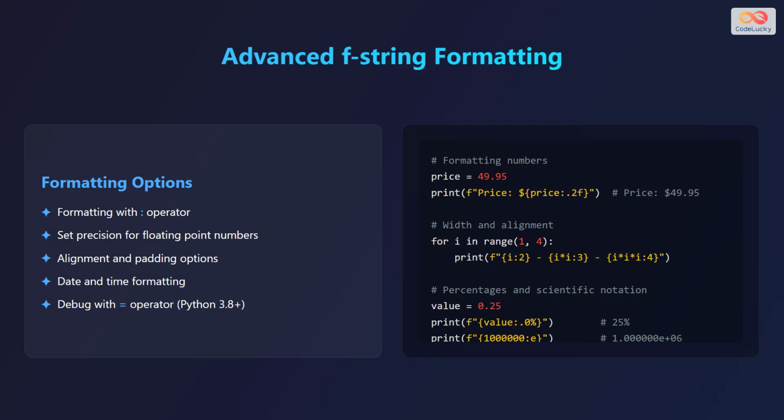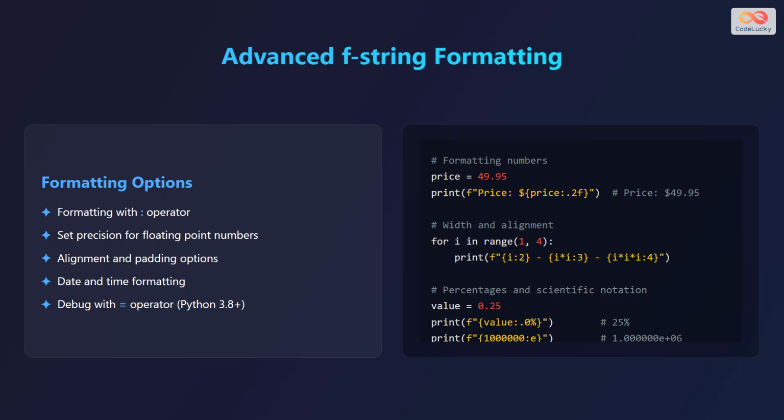You can format percentages and use scientific notation. The code value = 0.25, print(f"{value:.0%}") displays a value as a percentage without any decimal places. The code print(f"{1000000:e}") formats the number 1 million in scientific notation.